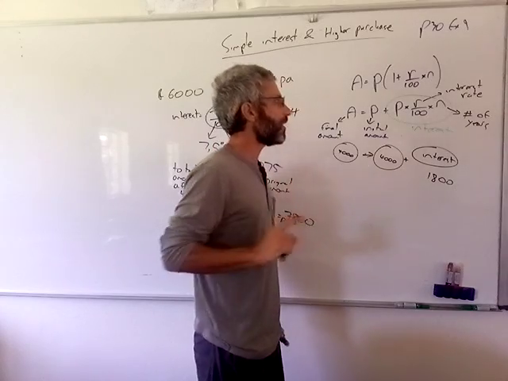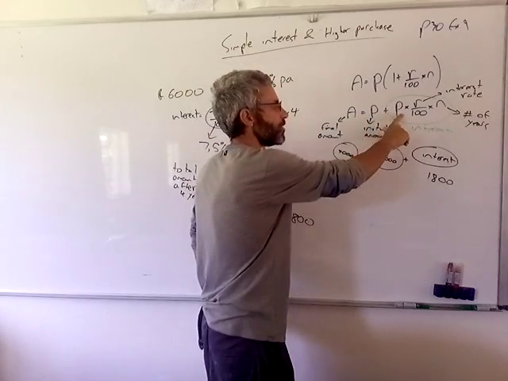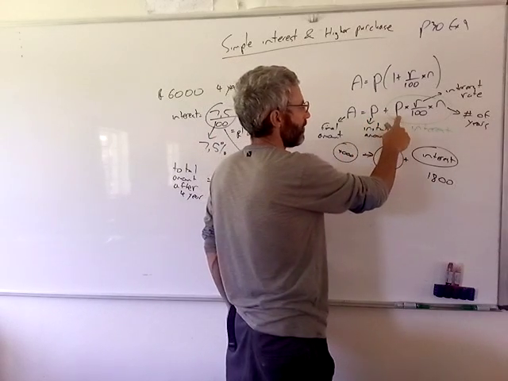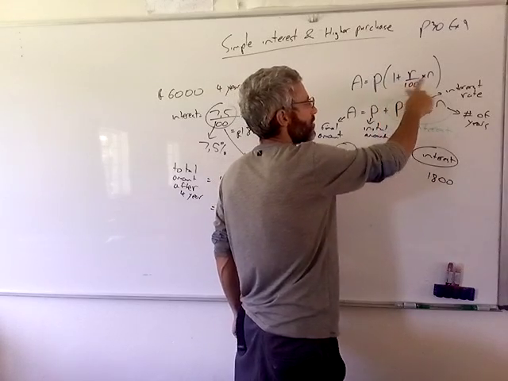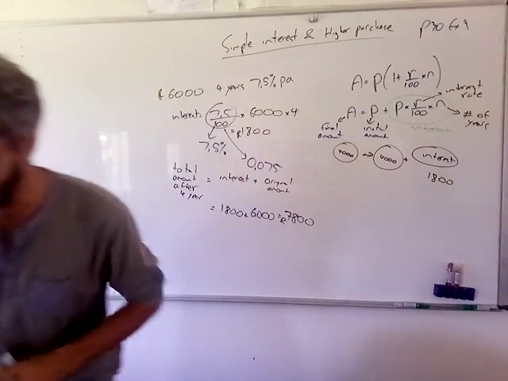Now, the formula that you're normally going to use is not this one, it will be this one. And all we did here is we took P out, we took P as a factor. If I've got P here and I've got P here, I can take P out, and then I'm going to have 1 plus R over 100 times N. And that's the formula we're going to use.